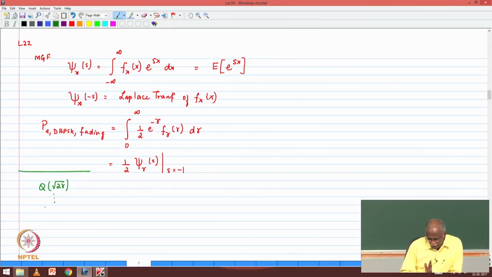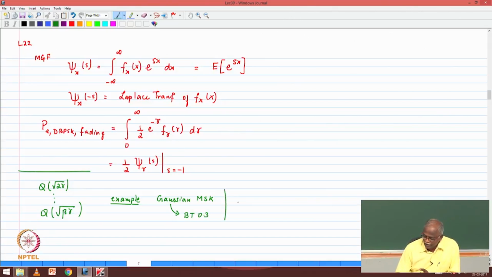Okay, just as we had coherent detection of BPSK as Q of root 2 gamma, there's a whole family of modulation schemes for which you will get the expression as some constant times gamma. For example, one of the most popular modulation schemes that we encounter in mobile communications is Gaussian MSK. It's Gaussian filtered MSK, and the Gaussian filter has a BT of 0.3. This is the modulation scheme that is used in GSM, and this one has an error function which is Q of square root of 1.4 gamma. So basically beta is equal to 1.4.